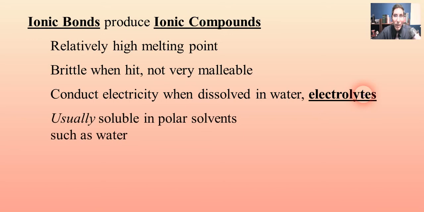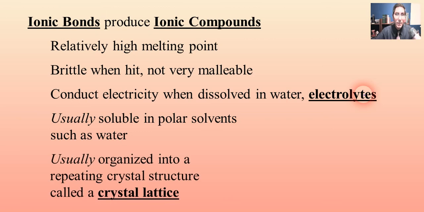Now, normally, ionic compounds are soluble in polar solvents, such as water, although to varying degrees. Some ionic compounds are really soluble, and some are not that soluble. We'll talk more about that later as well in a future video.